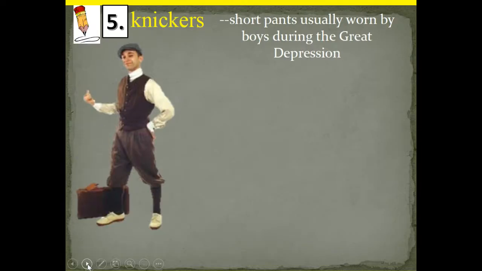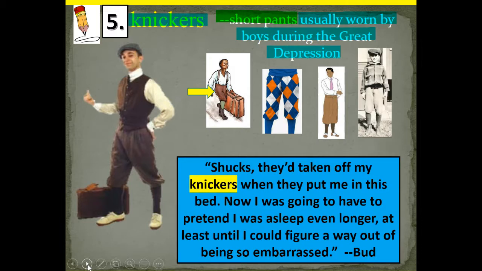All right, so let's move on. Number 5, knickers. Knickers are short pants, usually worn by boys during the Great Depression. So there's Bud's knickers. Here's some more examples of knickers. A lot of golfers used to wear knickers as well.